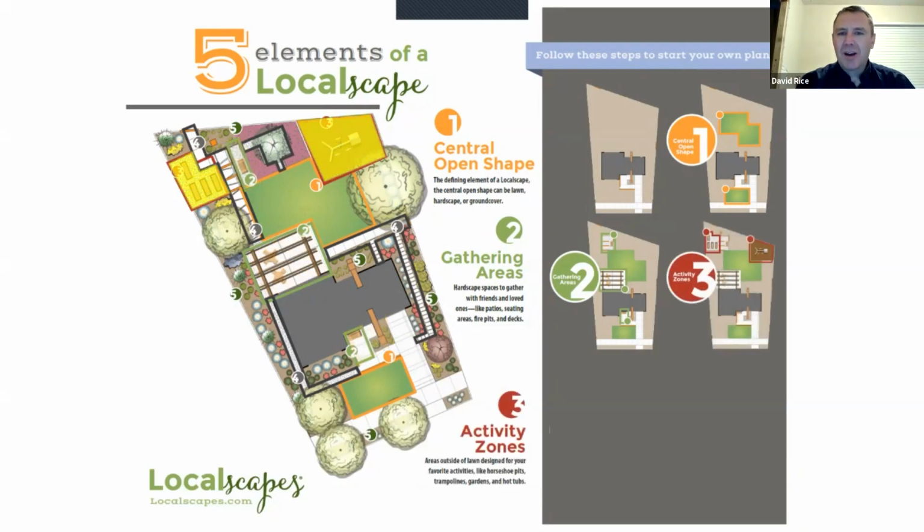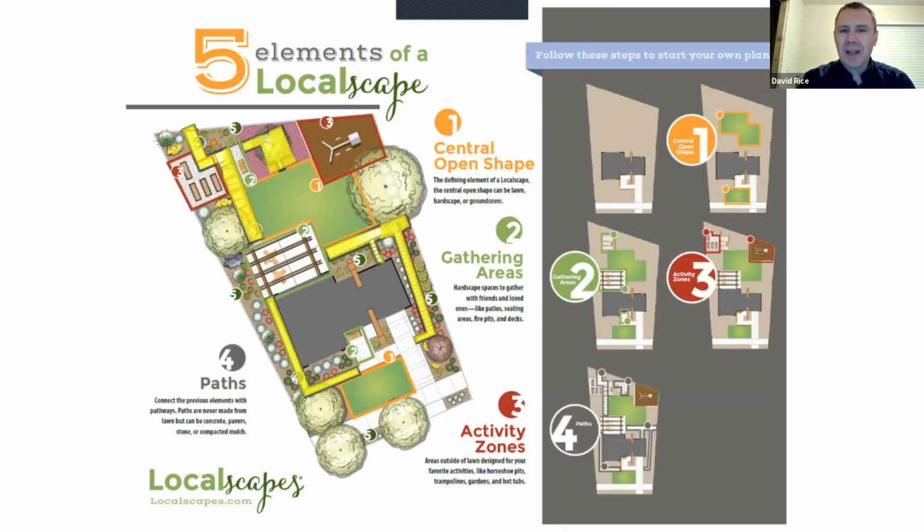Number three, activity zones. These are areas that are similar to gathering, but they're the activity things you do with your space. And if you have kids, of course, you're designing something a little different. If you have pets, you may be designing activity zones and central open shapes a little differently. This is trampolines, vegetable gardens, swimming pools, all kinds of the activity, sandboxes, playhouses, swing sets, all these kind of things are what's considered activity zones. So you're thinking of open shapes, you're thinking of gathering, you're thinking of what do I do active wise, or my kids or whoever.